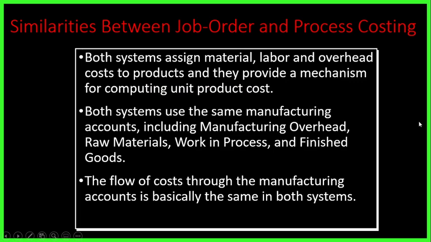Now, to compare process costing, first we're going to discuss the similarities between job order and process costing. Now, take note that both of these systems will assign labor, material, and overhead costs to products, and they are going to provide a means for us to compute the unit product cost. Now, take note, this is one of the things that you have to focus on: how these systems assign these different costs and how they compute unit product cost.